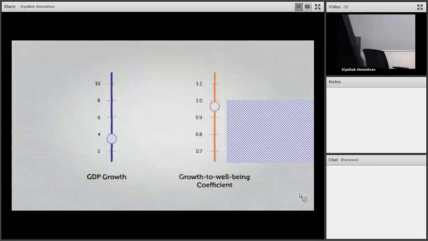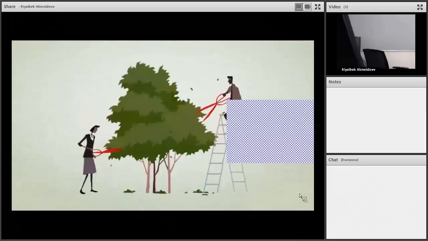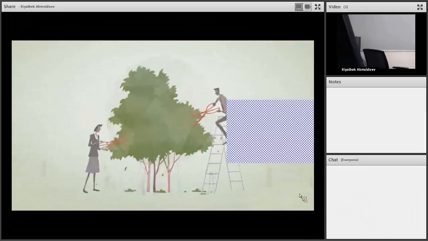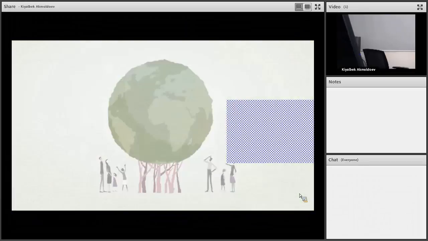The lesson from these very different countries is that improving well-being doesn't require a lot of money, but it does require good leadership, clear goals, and policies specifically focused on making the country and the world a better place for its people.